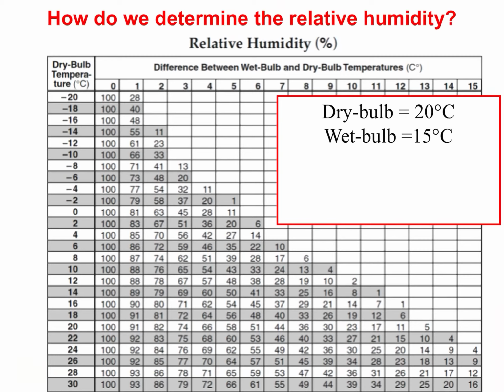Listen, it's done the exact same way. For relative humidity, it's going to rain if relative humidity equals 100%.